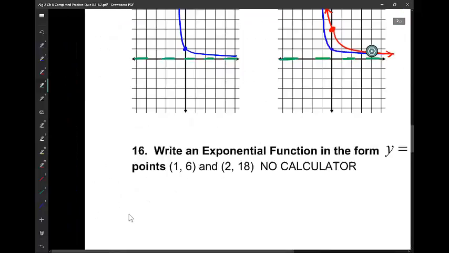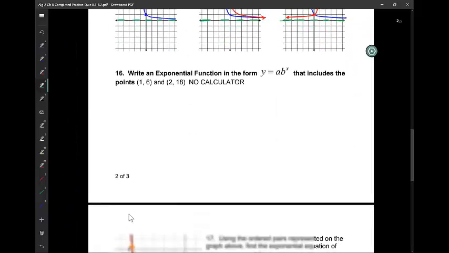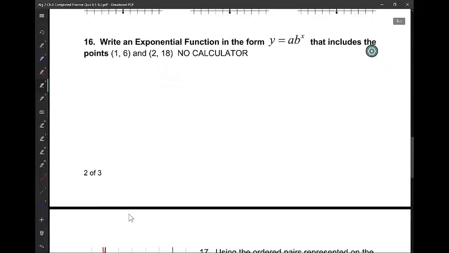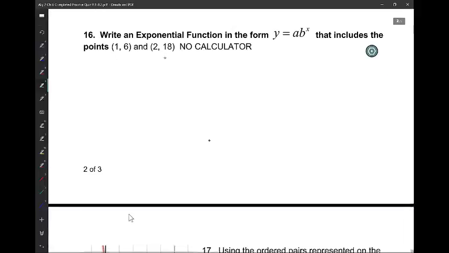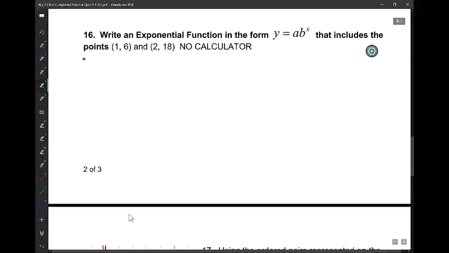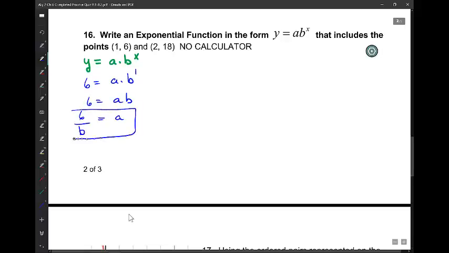All right. Our next problem involves writing an exponential function in the form y equals a times b to the x. It includes the points (1, 6) and (2, 18). So what we're going to do is start with plugging in the values into y equals a times b to the x. We're going to plug in the values 6 and 1. So 6 equals a times b to the 1, or 6 equals a times b, which means a equals 6 over b. There's our first equation.